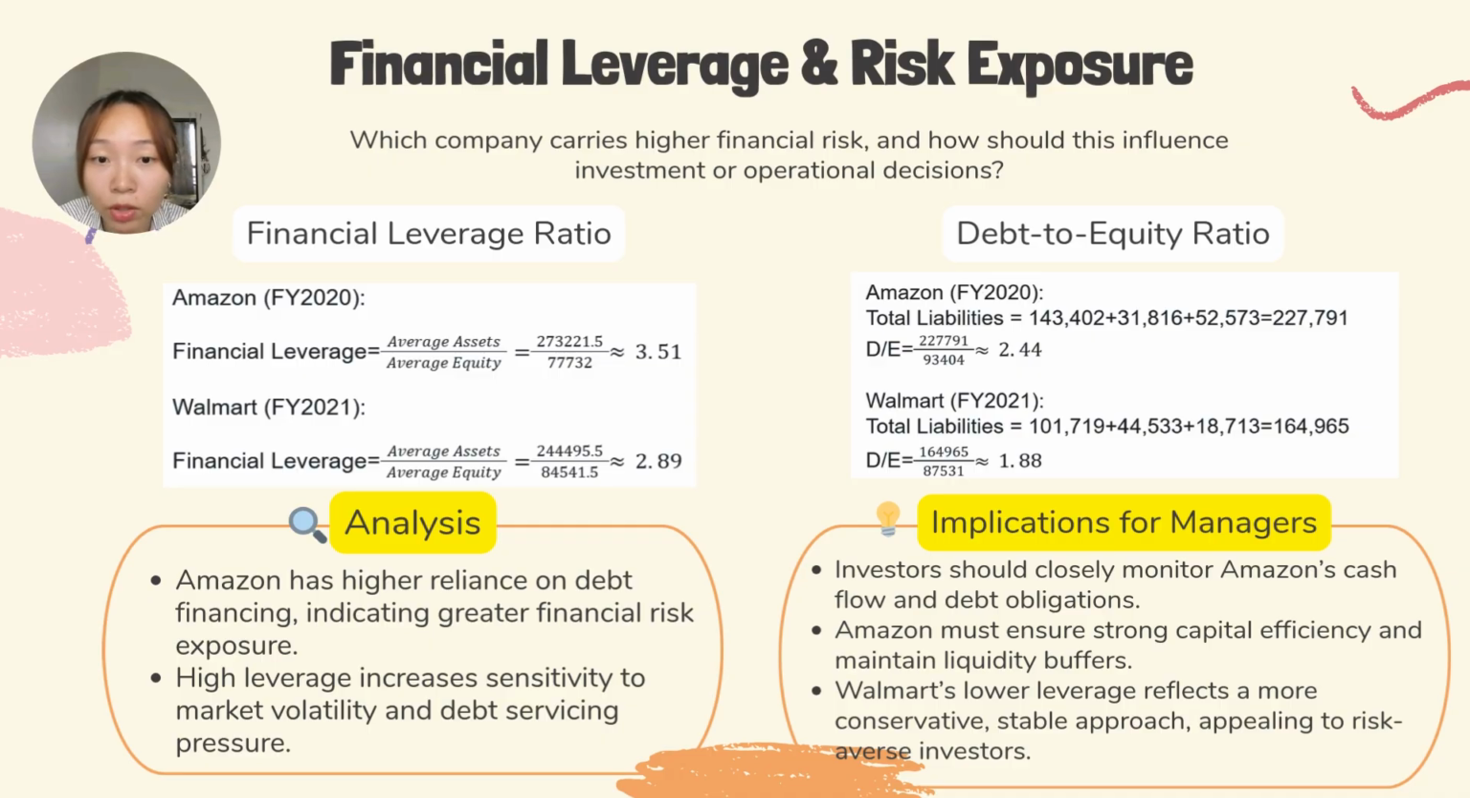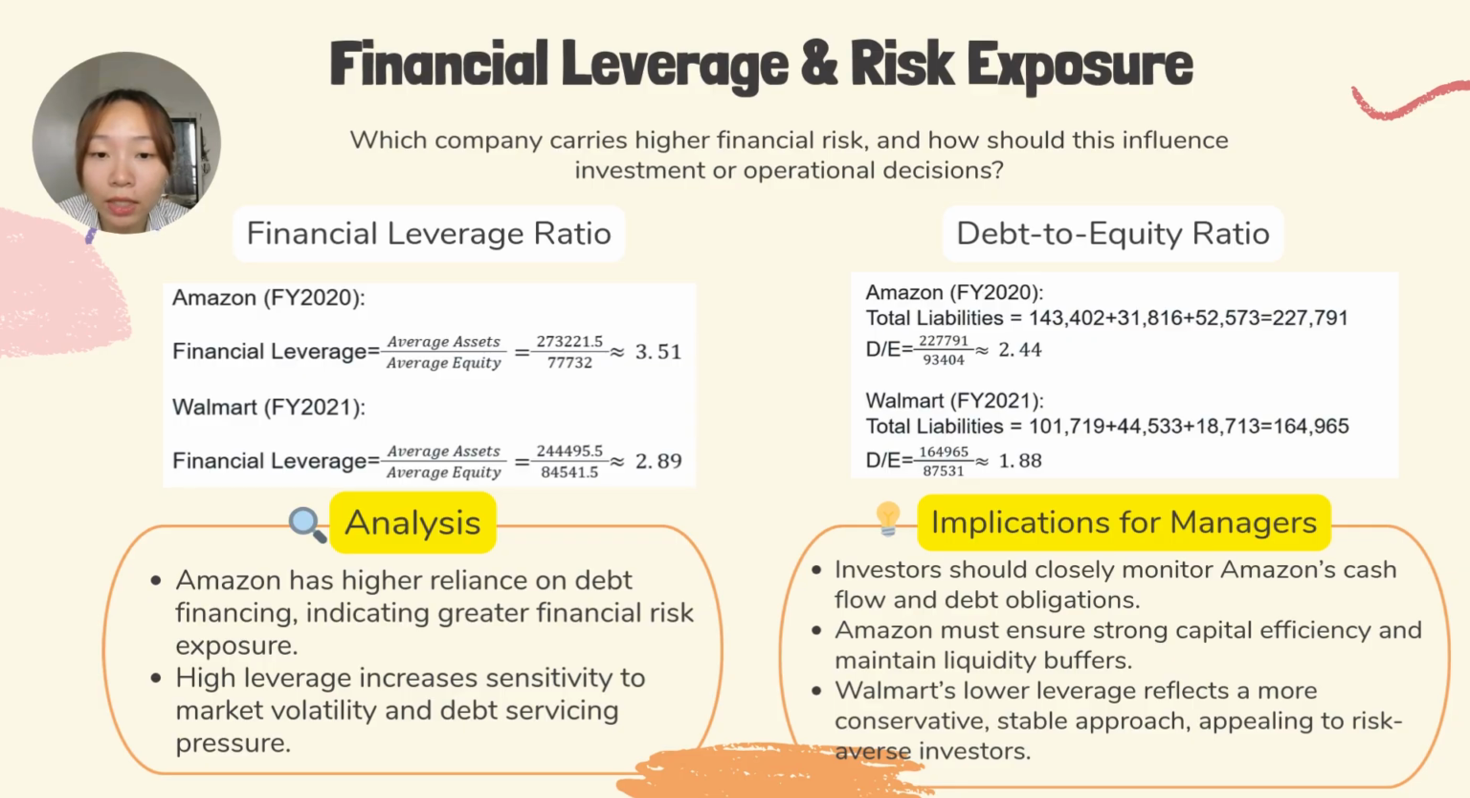Next, let's move on to the financial risk considerations. According to the data, Amazon appears to carry higher financial risks than Walmart, based on both the financial leverage ratio of 3.51 and the debt to equity ratio of 2.44. In contrast, Walmart shows a leverage ratio of 2.89 and a debt to equity ratio of 1.88. This means that Amazon relies more heavily on debt to finance its assets and operations.